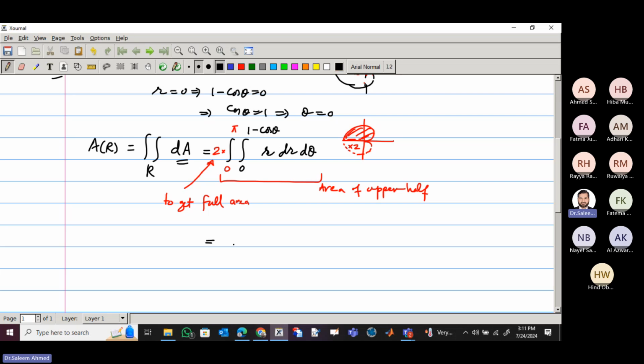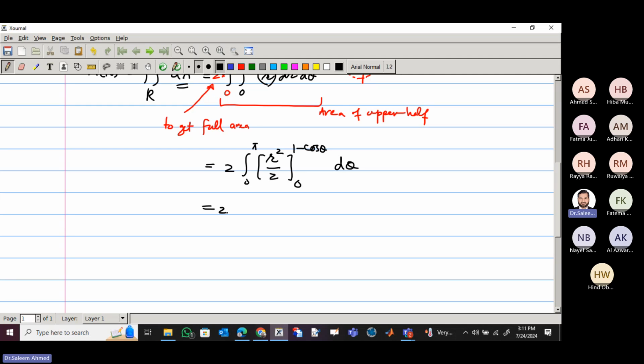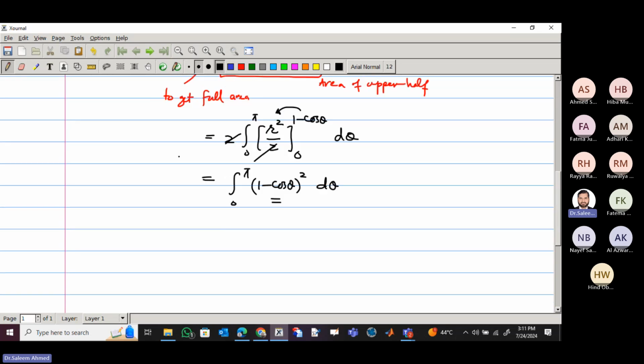Now I have to integrate. So let's integrate 2 from 0 to pi. Integral of r will become r squared by 2. And the limits of r are from 0 to 1 minus cos theta, and d theta is still there. Now the 2 and the 2 cancel, so no need to write it now. So 0 to pi, I put in 1 minus cos theta whole squared, and minus 0 will give me 0, so it does not give me anything. Now I have to integrate. I cannot integrate directly, so I have to open the square.